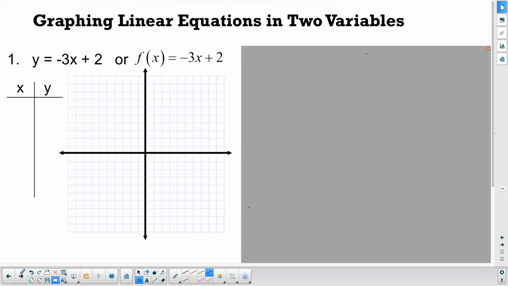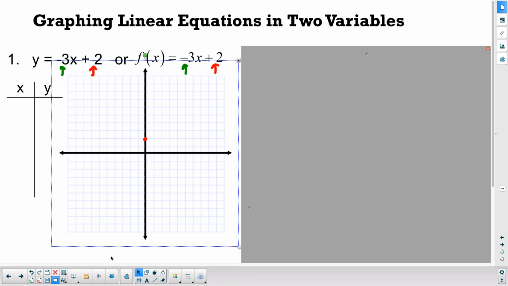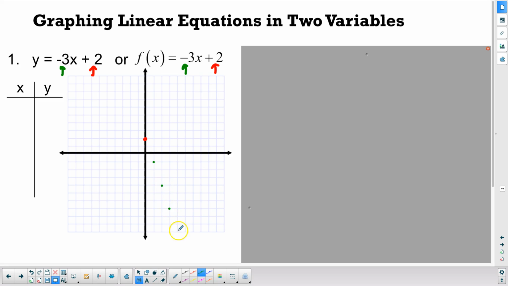Let's quickly do one. If it's in function notation or in y equals mx plus b form, either way, this is my y-intercept right here of positive 2. Up to, put a dot. My slope is negative 3. So I'm going to go down 3 and to the right 1. Oops, tap the brakes. Down 3 and to the right 1, and so on and so forth. And I'm going to keep going all the way across my graph. If I don't like going down and to the right, I can go up and to the left. And so on and so forth.